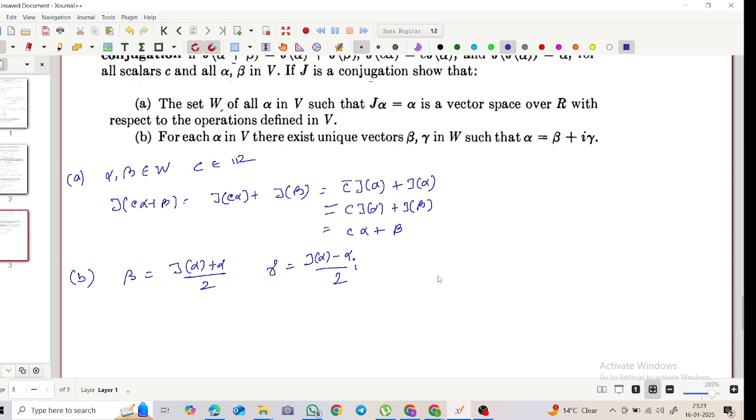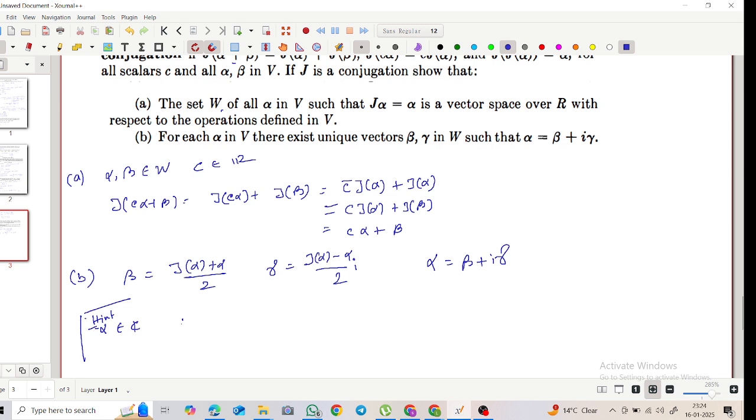So you will see that alpha equals beta plus I gamma. Now, one thing should be a natural question. How do I come up with this? How do I guess the right beta and gamma? Okay. See, the trick is like this. So think alpha belongs to C. This is just a hint.